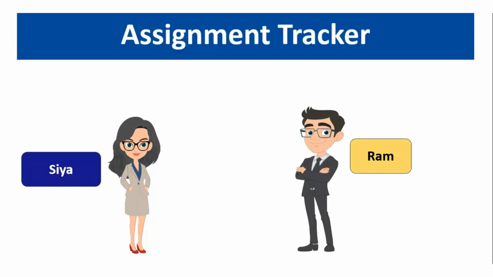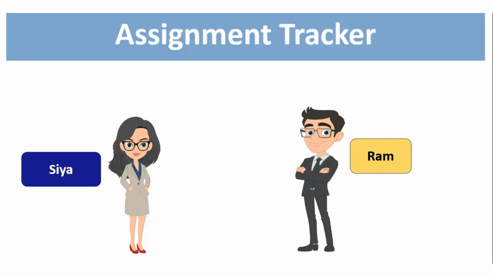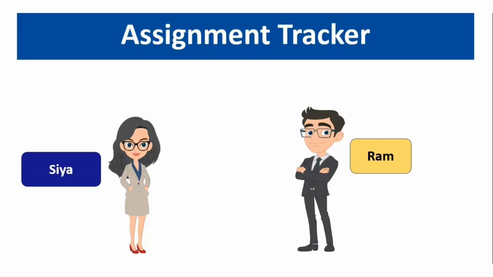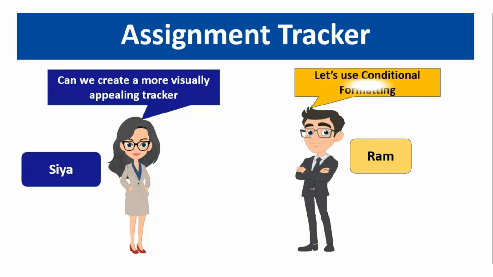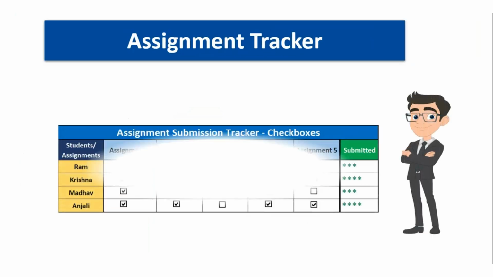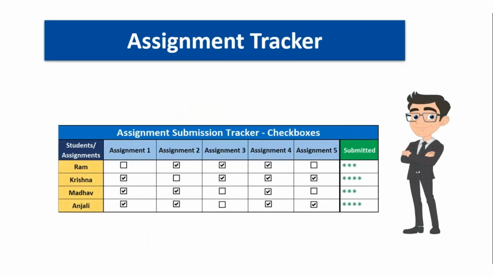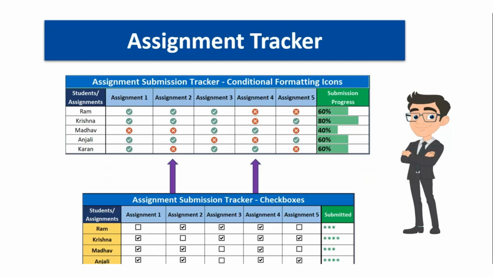In this session, we will be solving the same business problem, which is the assignment tracker, and would make more visually appealing trackers using conditional formatting. So this was the assignment submission tracker that we created in our last session. It was created using checkbox and Excel functions. Now we plan to create an assignment submission tracker using the conditional formatting feature. Let us now move to our Excel sheet to discuss this further.